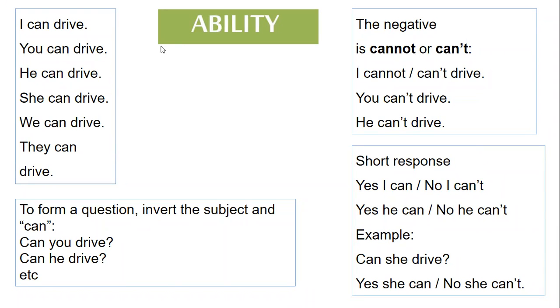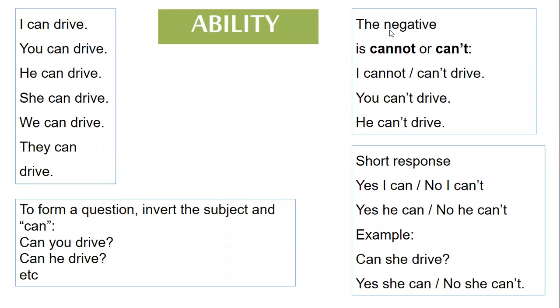So I need a volunteer. Who wants to read this part? Berito, go ahead. I can drive. You can drive, he can drive, she can drive, we can drive, they can drive. Okay, this is an ability when you can do something.